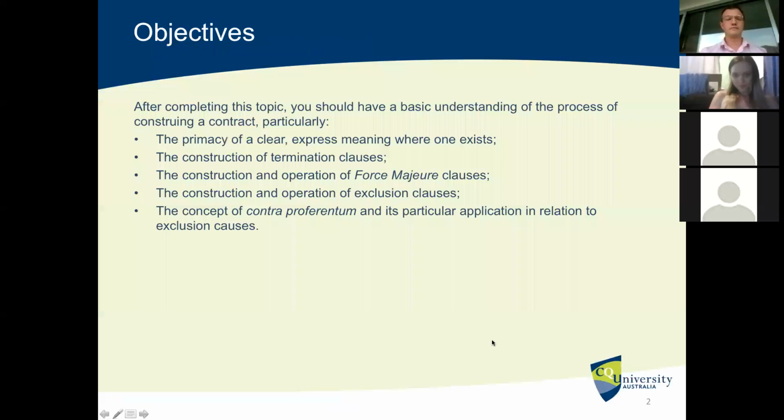So for tonight, we will be discussing, as I said, the topic on construction of terms. And after completing this topic, you should have a basic understanding of the process of construing a contract, and particularly the primacy of a clear express meaning where one exists, the construction of termination clauses.